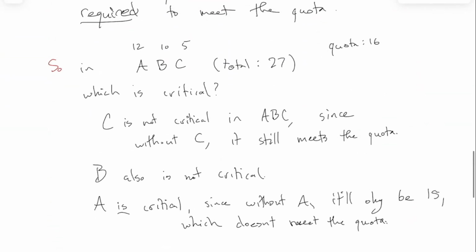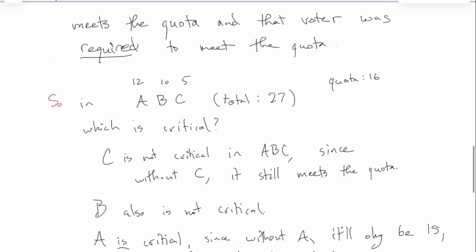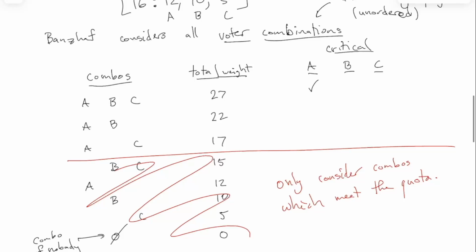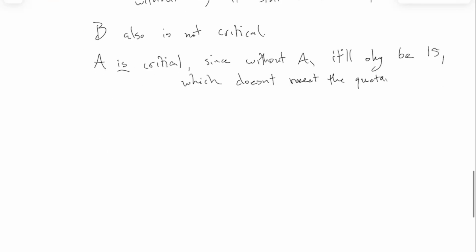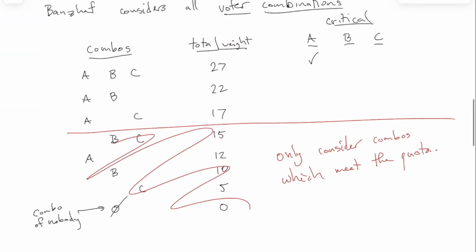So this was ABC, that combination. Let's talk about the next combination, which is just A and B. Eventually, hopefully, you're going to be able to do each of these in your head, but just because this is our first time, in AB the total was 22.